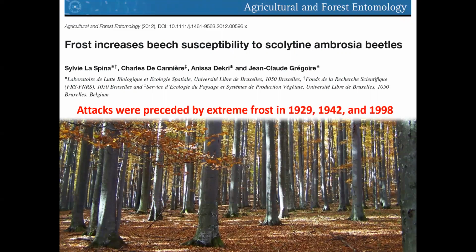Now, it's very important to consider that flood stress is, again, not the only basis for attacks in nurseries or tree fruit orchards or forested settings. Some research conducted by Jean-Claude Gregoire's group in Belgium involving Xylosandrus germanus found that attacks by Xylosandrus germanus and other opportunistic ambrosia beetles on large stands of beech trees were preceded by extreme frost events. They conducted additional experiments that demonstrated that frost-injured tissues were more attractive to ambrosia beetles than neighboring tissues that were not injured.